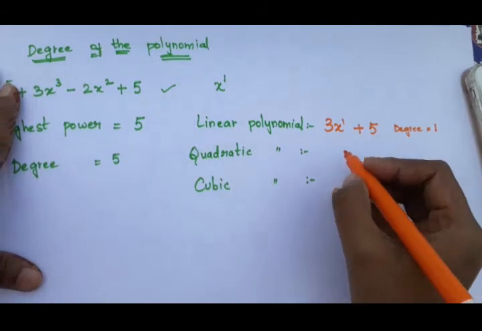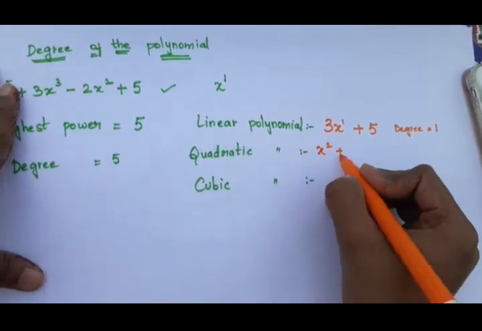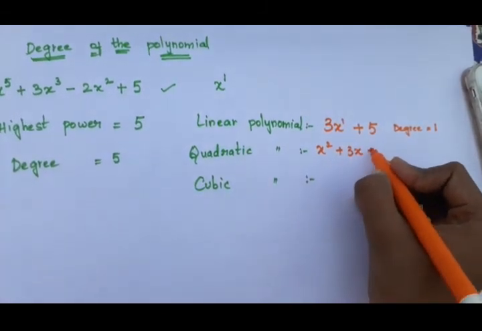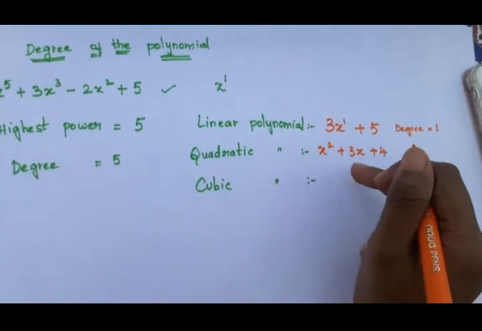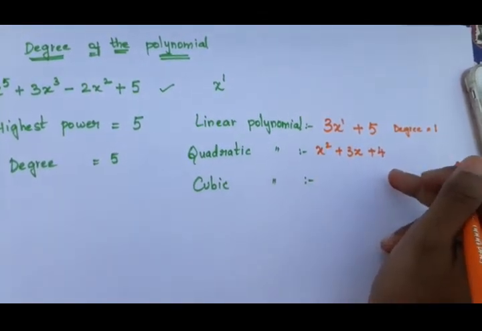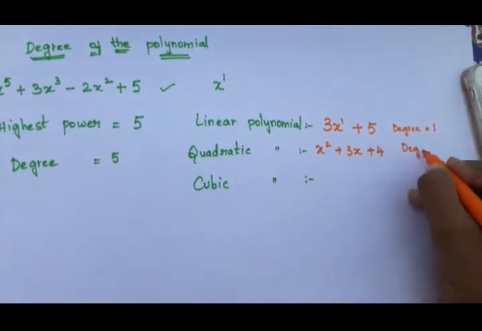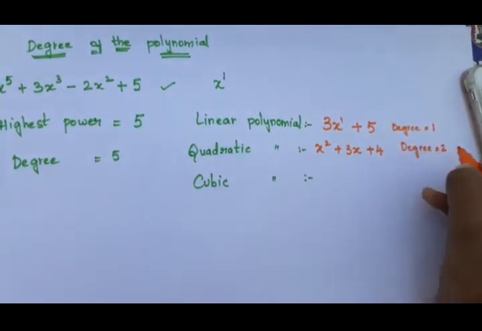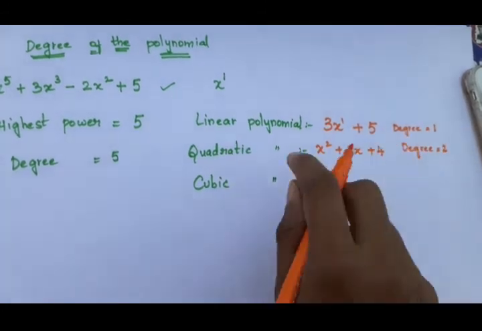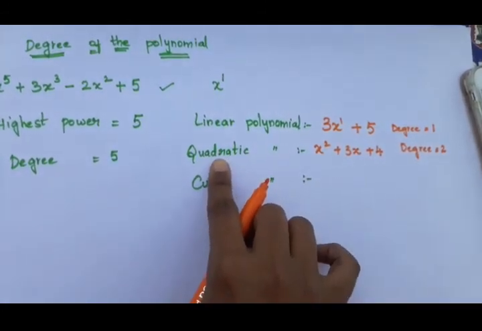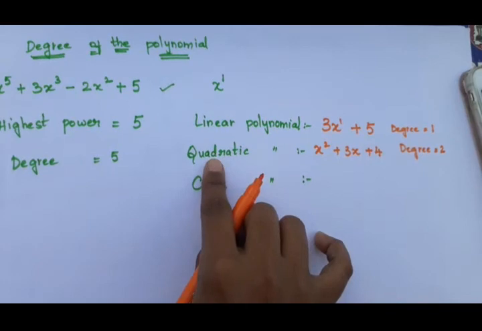Now in the second equation, x square plus 3x plus 4. Okay, if the equation is like this, x square plus 3x plus 4, what is the highest degree? What is the degree? Degree is nothing but 2. That is, highest power is nothing but 2. So if the highest power is 2, then it is a quadratic polynomial.